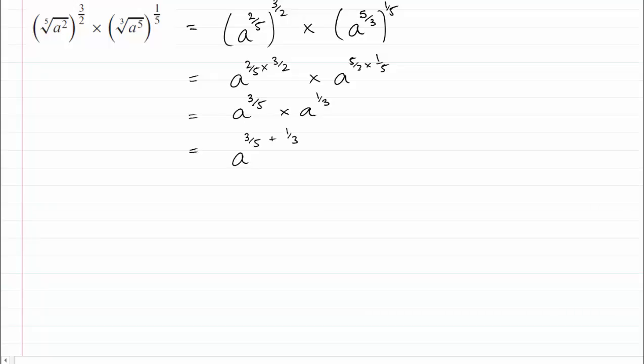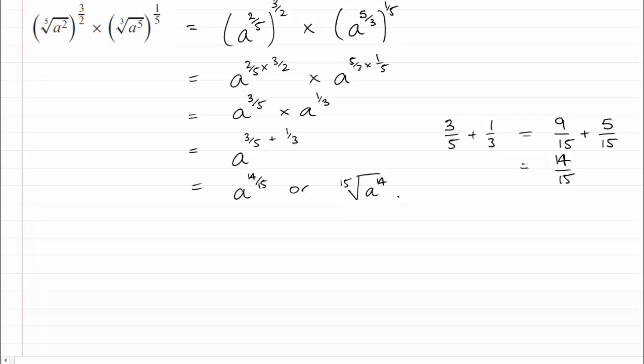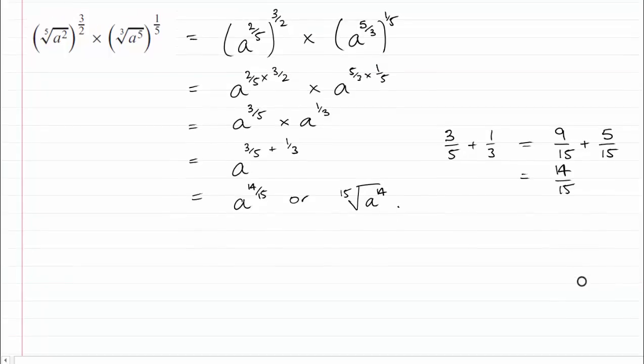I'm not really typically testing fraction work in these questions, so you could probably use a calculator. Remember, 3 fifths plus 1 third, we need the same denominator, so I'm going to write this down as 9 fifteenths plus 5 fifteenths, and that gives me 14 fifteenths. So it's equal to a to the power of 14 fifteenths, or the 15th root of a to the power of 14. Whichever of those two forms is more appropriate for the question.